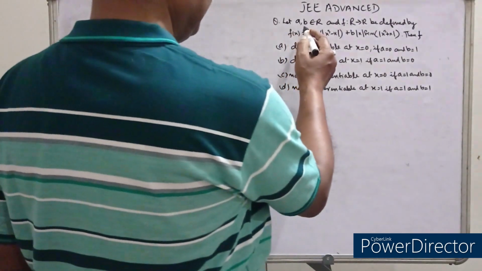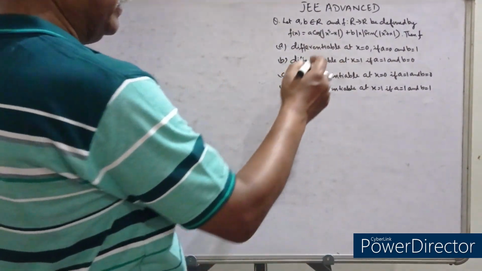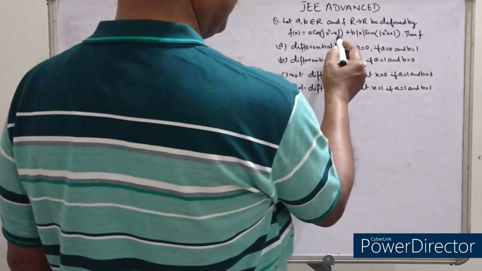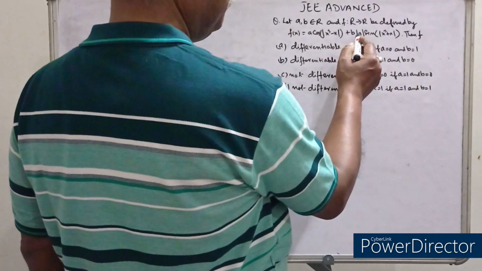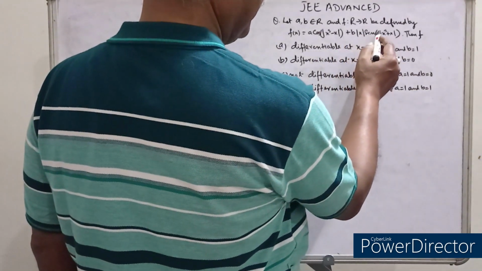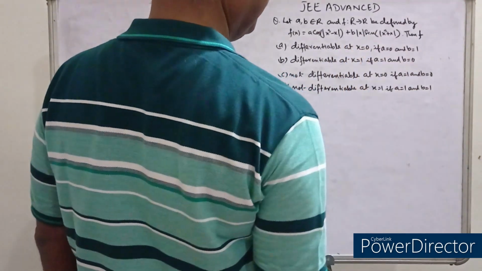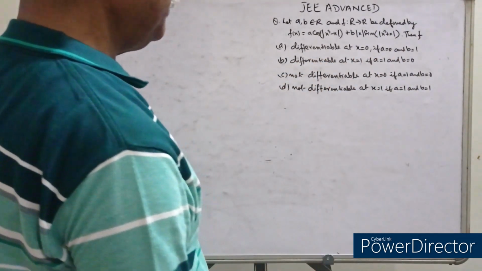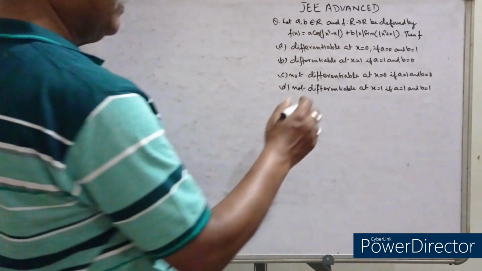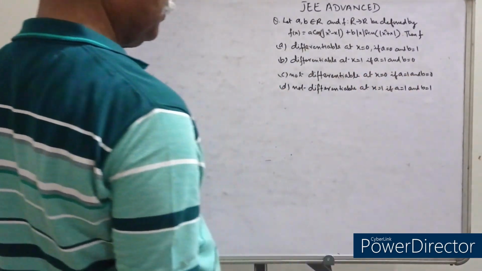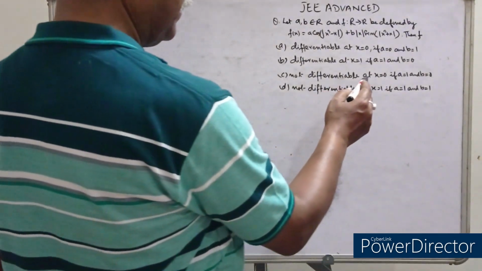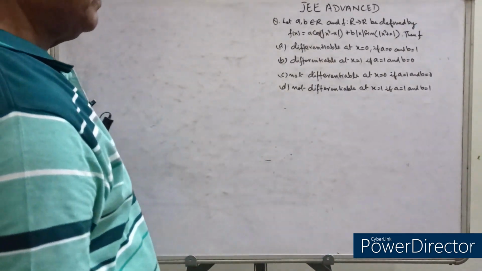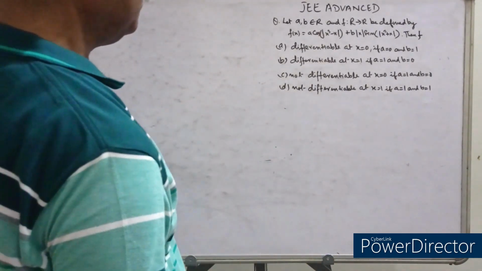Now my next question is: a, b belong to R, and f is a function from real numbers to real numbers defined by f(x) = a cos(|x³ − x|) + b|x| sin(|x³ + x|). So, it is differentiable at x = 0 if a = 0 and b = 1. Differentiable at x = 1 if a = 1 and b = 0. Not differentiable at x = 0 if a = 0 and b = 0. Not differentiable at x = 1 if a = 1 and b = 1.